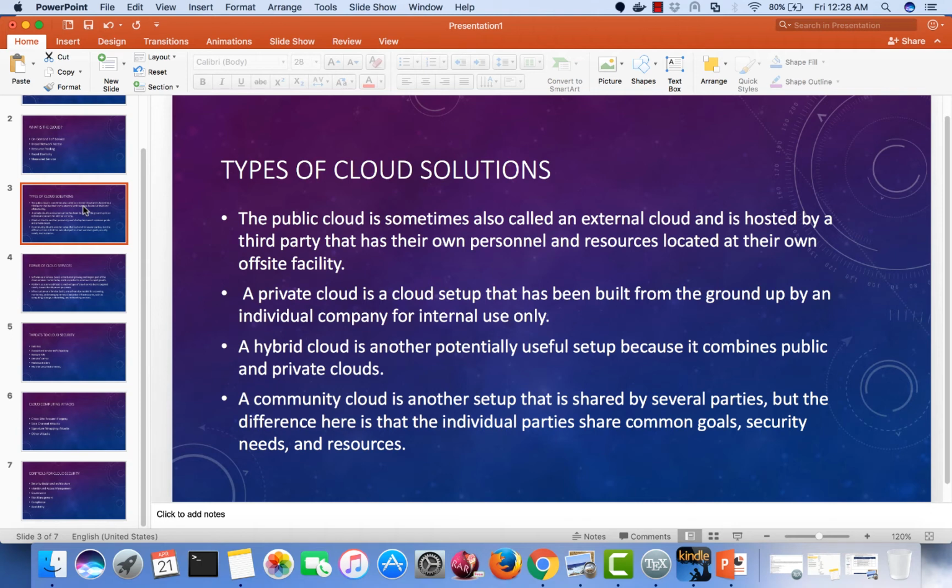Then you have the community cloud, and it's shared by several different parties, but at the same time, each individual party can share common goals, security needs, and resources, and this can really make things easier for management purposes for parties that have similar requirements.